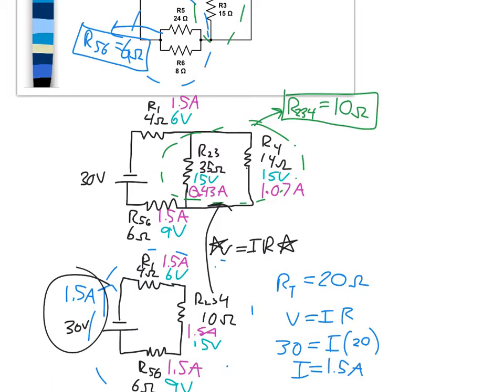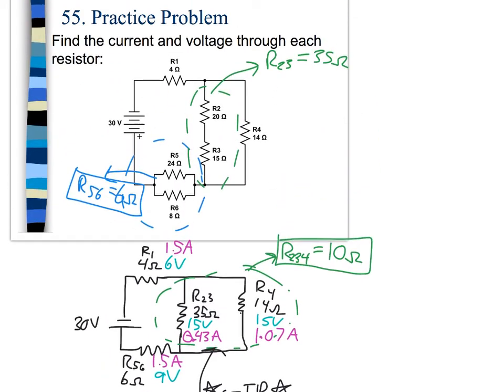All right, we're going to then step this back one more, back to our original circuit. And so there's a few we can fill in right off the bat. We know that R1, that was an original resistor, has 1.5 amps, and that has 6 volts. Didn't come from any combination. We know R4 has 15 volts, and it has a current here of 1.07 amps. And then we can go ahead and solve for the voltage and current for these two and the voltage and current for these two. So let's start with 5 and 6.